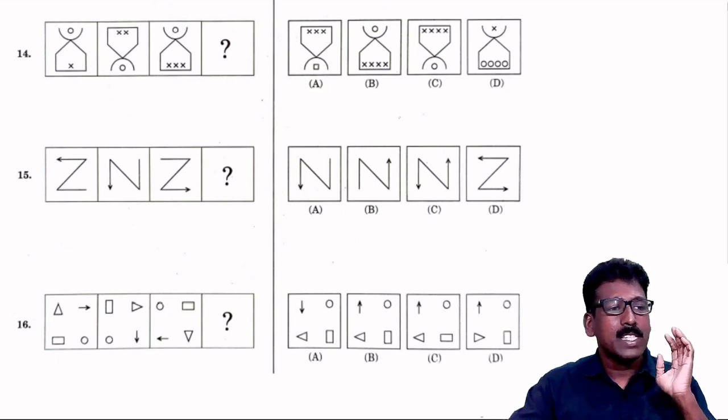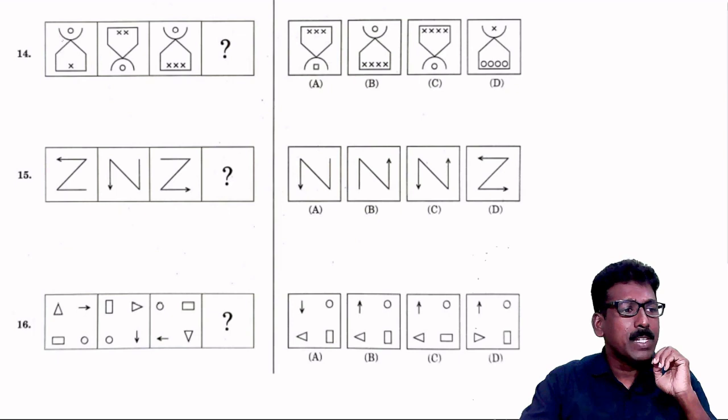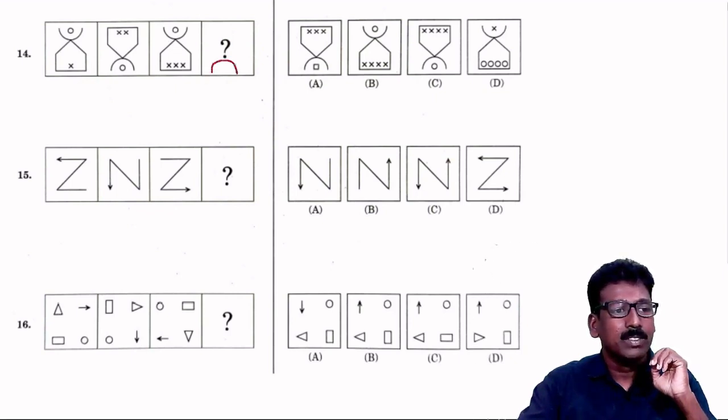Here in the 14, you can see the first one is a semicircle. For second, it is downside. Third, again it is upside. So fourth, it will be downside. And everywhere it is a circle inside.